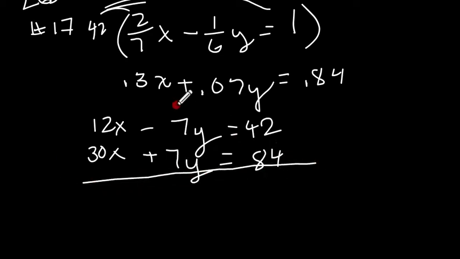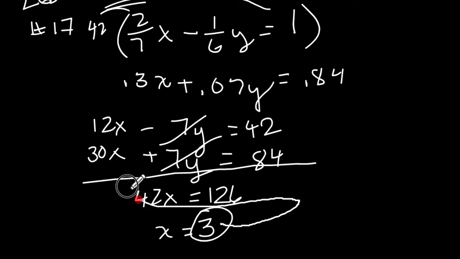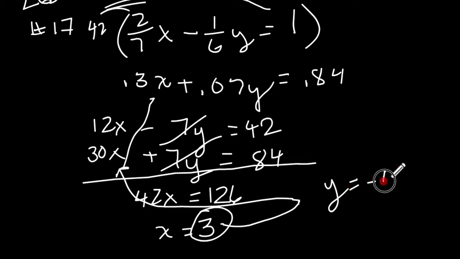We can eliminate. This is a simple elimination because the y's eliminate right away. So we get 42x equals 126. And we divide both sides by 42, and we get x equals 3. Plug that back in. This is not an easy feat, but you can use a calculator. You can plug it back in wherever you want. You could put it here, you could put it here, you could put it here. And when you do that, you get y equals negative 6/7.